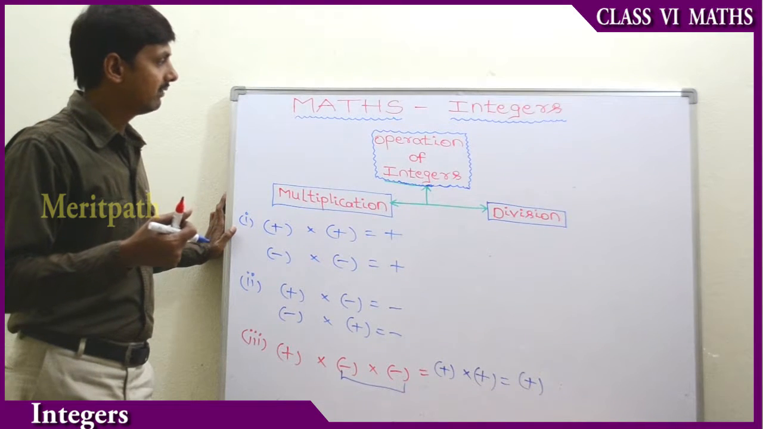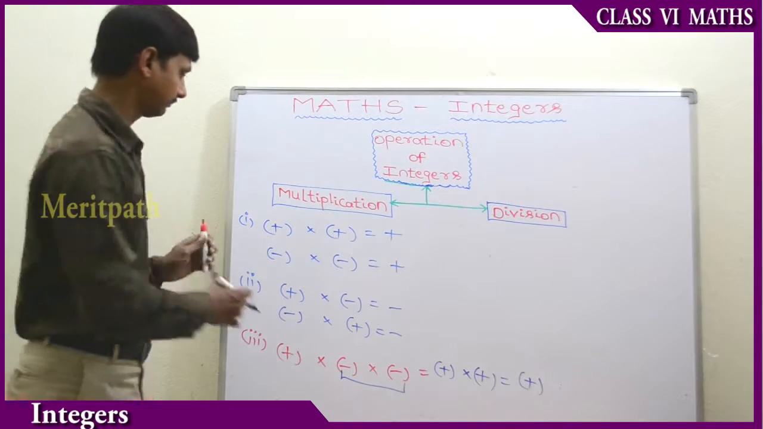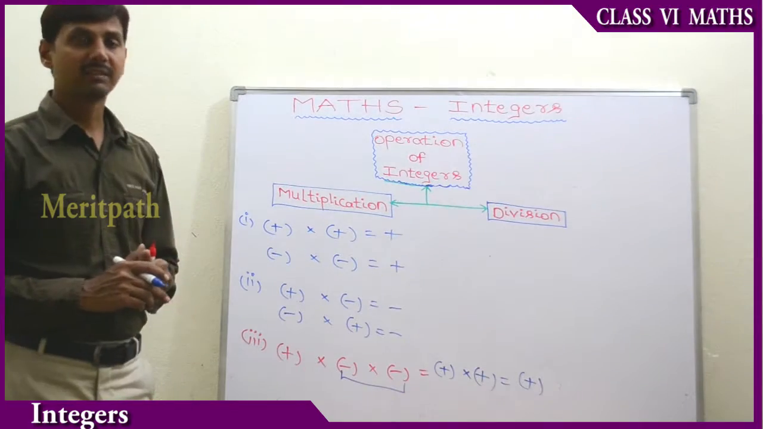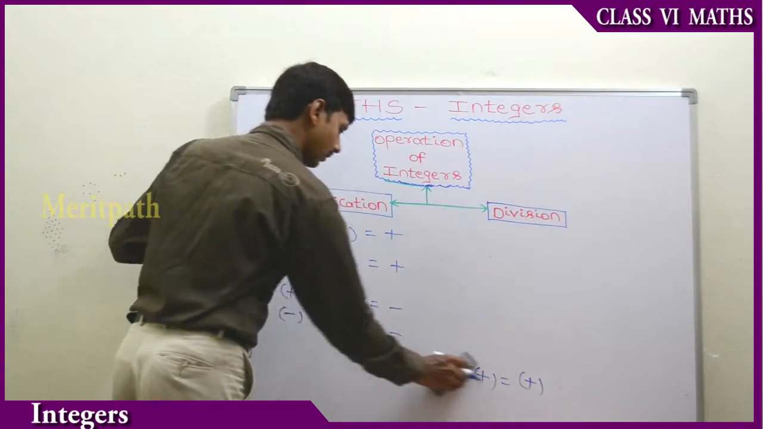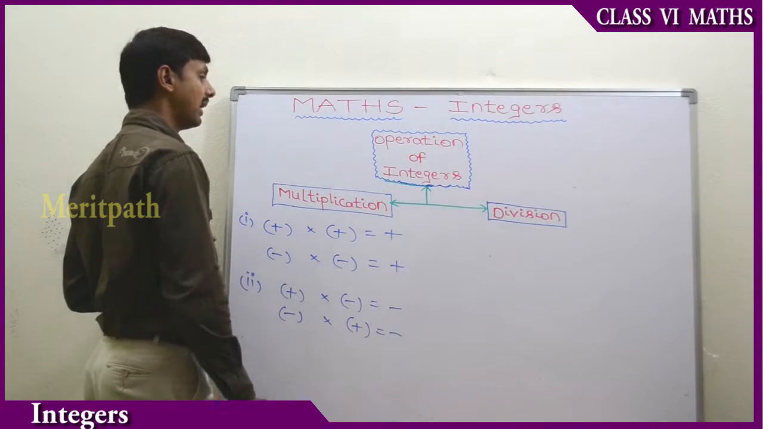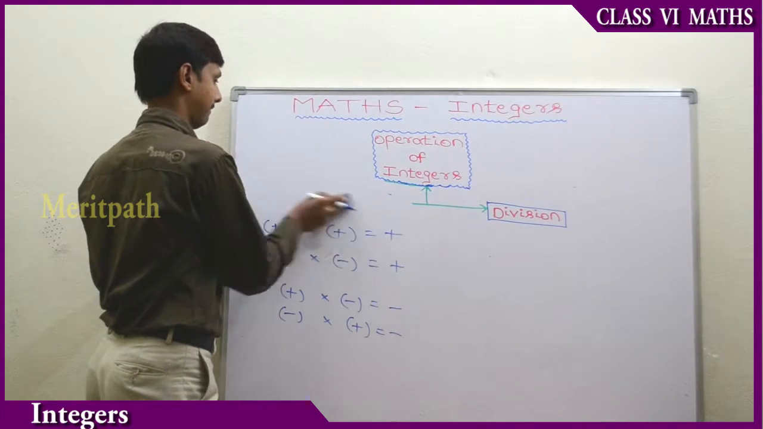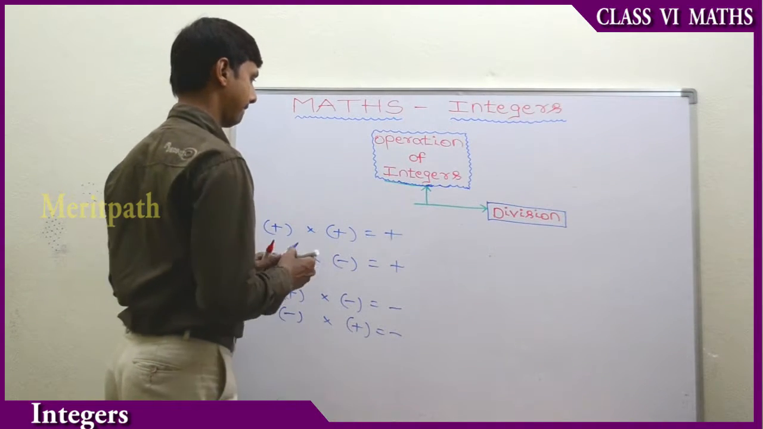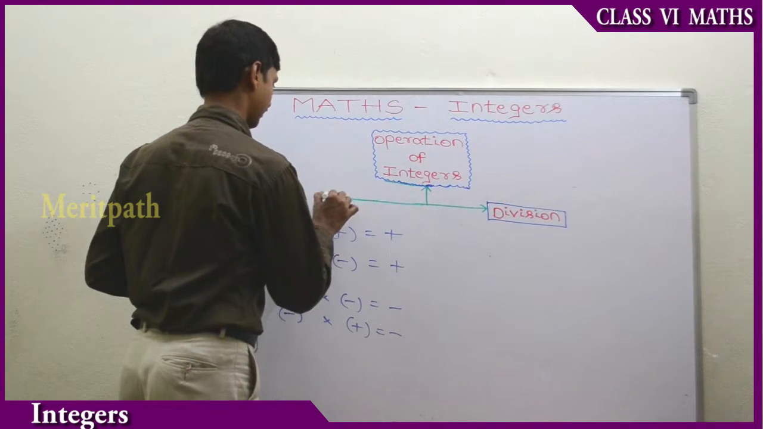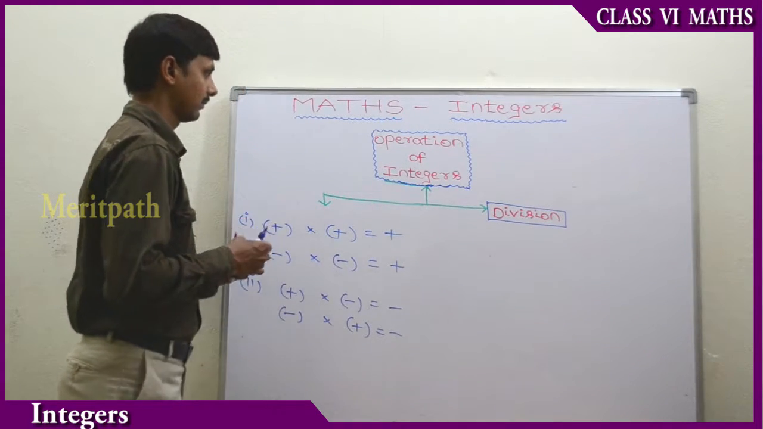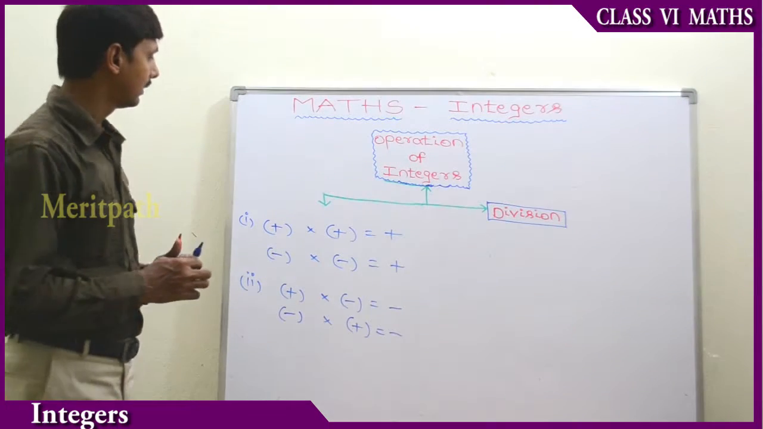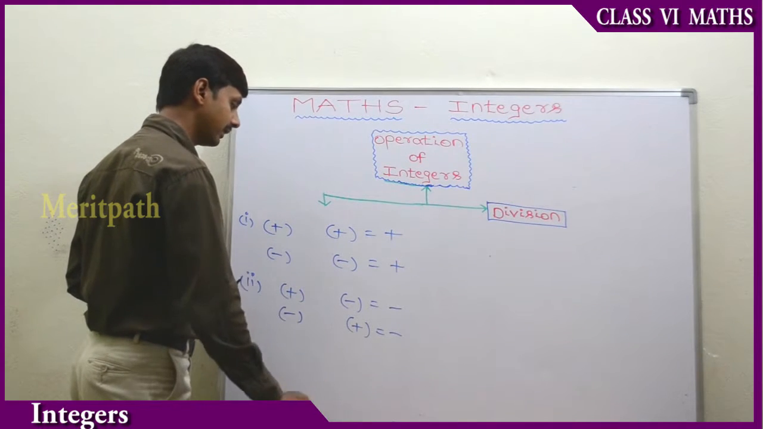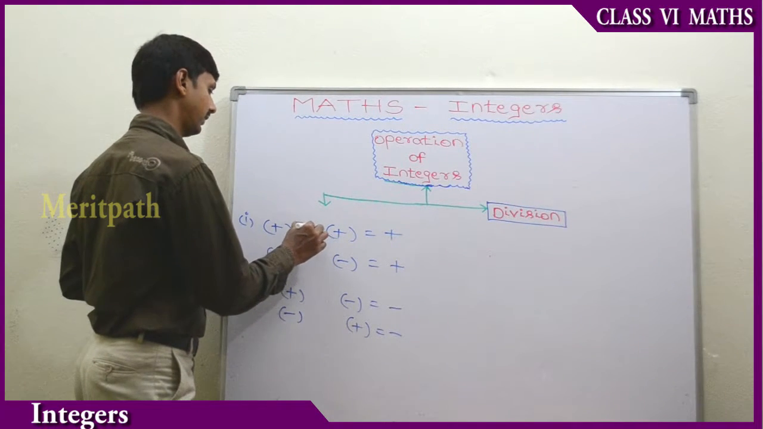Let's see the operation of integers on division. The operation of integers on division will follow the same process that we followed in the multiplication part. Let's take division in place of all the multiplications.